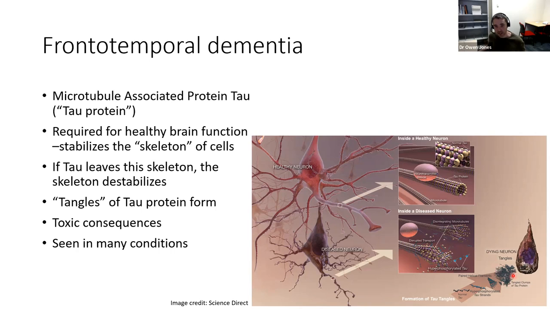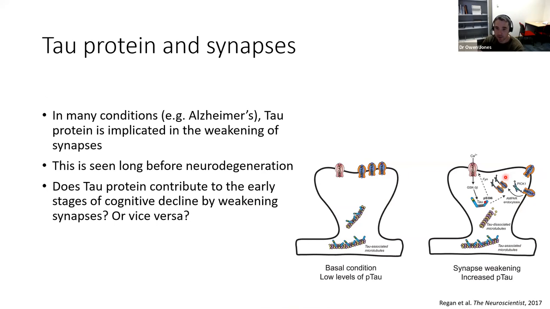So understanding tau protein, understanding how tau protein leaves the cell skeleton and how it forms these tangles, that's very important for a host of neurological conditions. There's a lot of research going into tau. Tau's activity is seen to be altered in many conditions. Now, I'm interested in tau for a separate reason. So I mentioned before that I'm very interested in synapses, and I'm very interested in the plasticity of synapses, the ability of these synapses to change, and how this relates to the formation and storage of information, of memories.